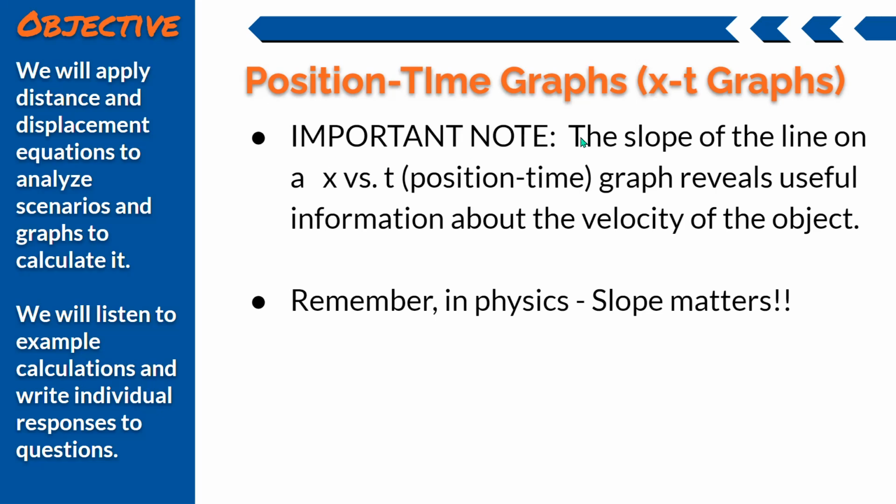The slope of the line on an XT graph, a position time graph, reveals useful information about the velocity of an object. In physics, when we talk about our graphs, our slope has meaning. Just like when we wrote our equations out, just like when you did the graphing and reasoning problem set last week, those slopes have meaning. When we write our equations, we don't use x and y, we use our variables, and therefore our slope, again, has meaning as well. You saw that in the assignment last week.